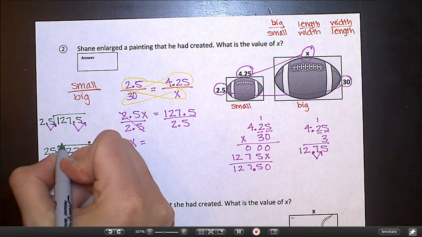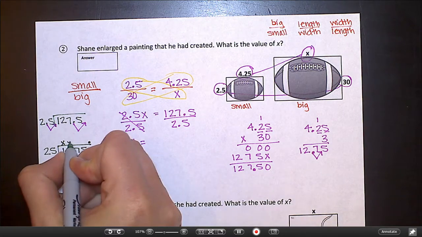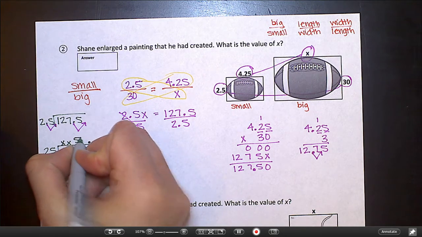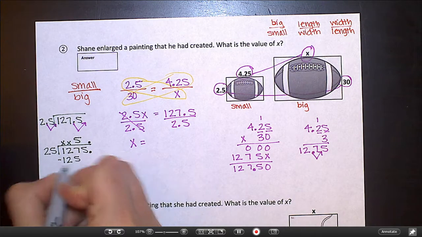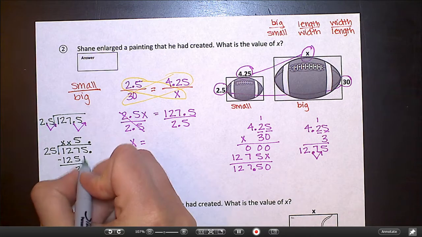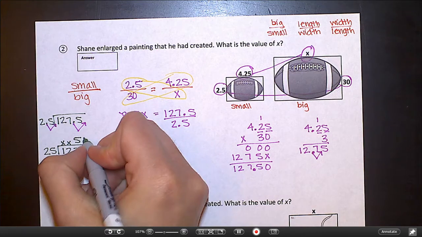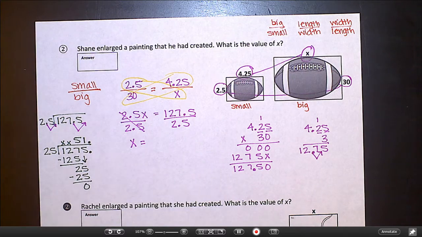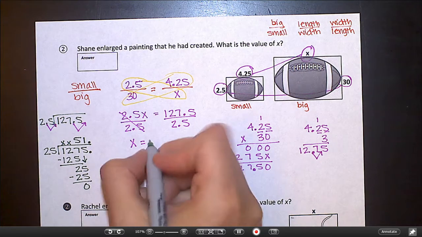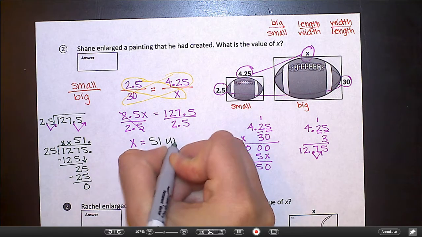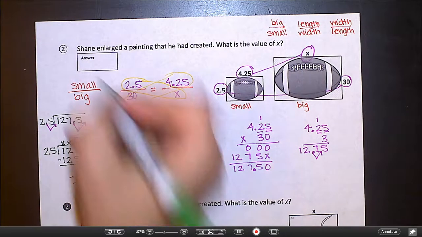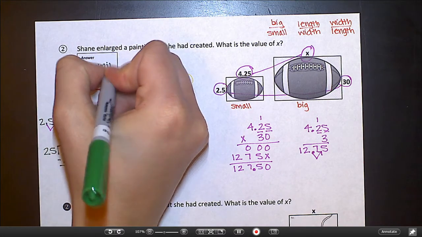So 25 does not go into 1. It does not go into 12. How many times does it go into 127? Well, into 100 it goes 4 times. So 5 times would be 125. I have 2 left over. Bring down the 5. 25 goes into 25 1 time. 1 times 25 is 25, and no remainder. So my x equals 51 units. 51 units is my answer.